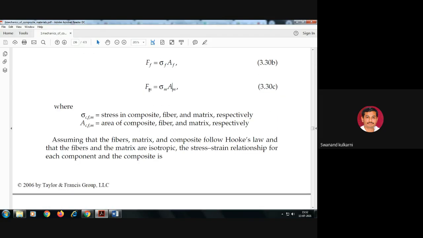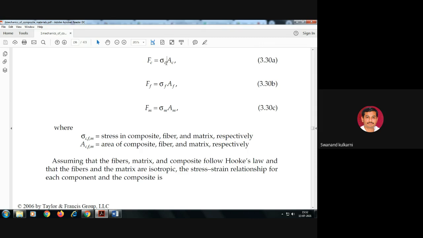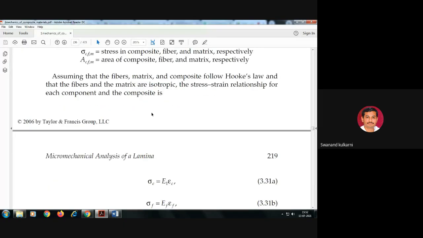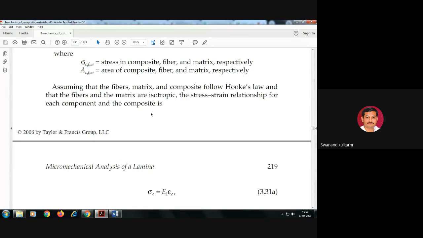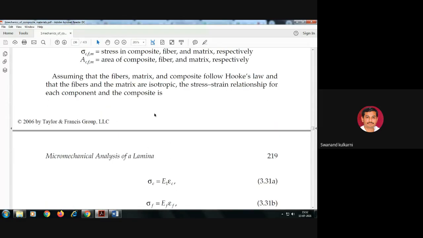Is it okay? So sigma c, sigma f, and sigma m represent stress acting on composite, fiber, and matrix respectively. And suffix c, f, and m in A represent area of composite, fiber, and matrix respectively. Is it okay? So this is the meaning of sigma and A.